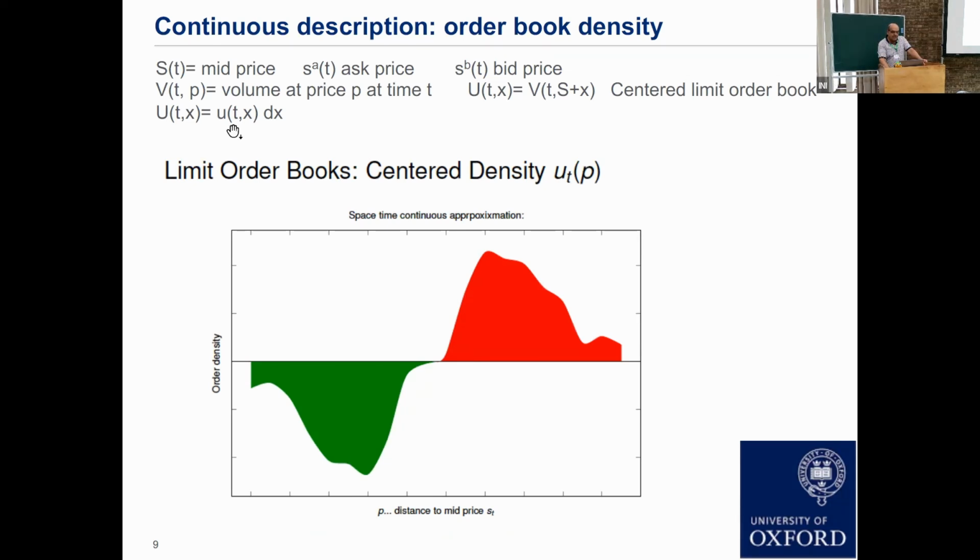I call this density u. So big U is the order book, and small u is the density. V will be the volume at the absolute price P. And if I center it at the current mid price S, I will call u the density at a distance X from the mid price. So we typically look at the current interface, and we look at the distance X from this interface.